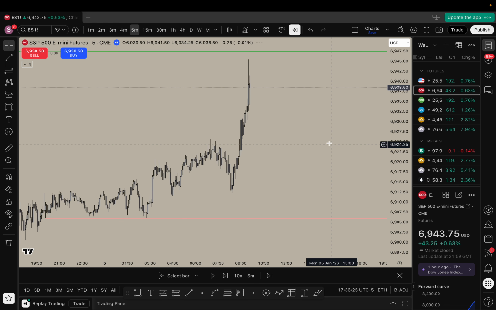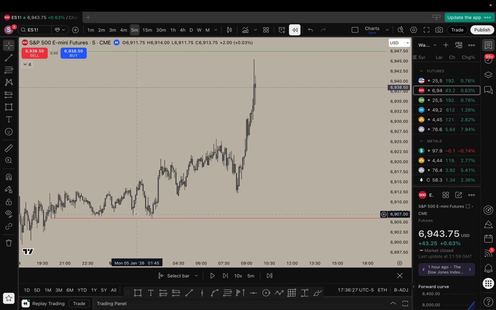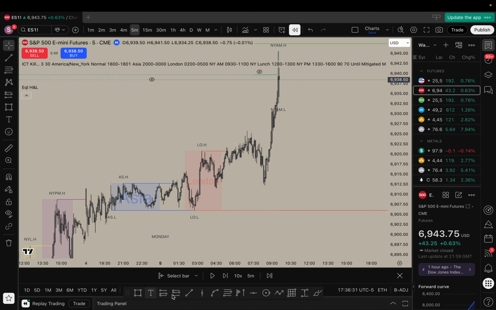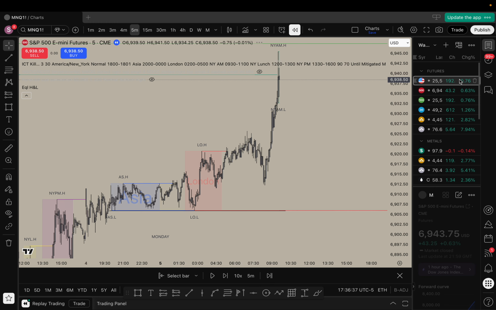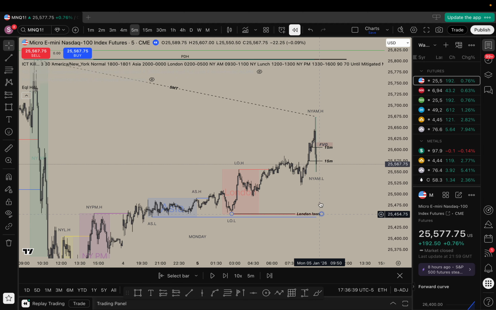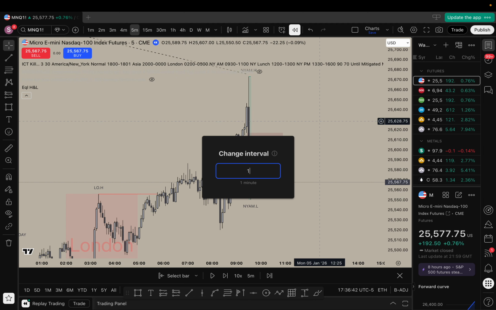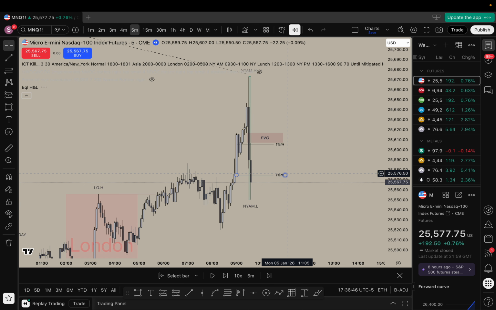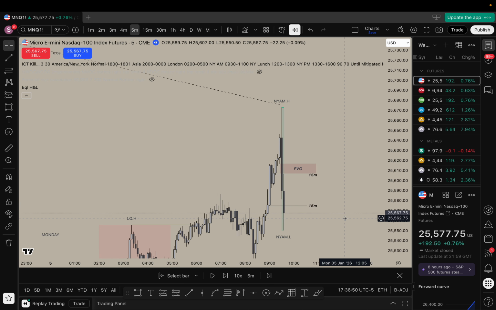And on ES, we had equal lows with London lows and Asia lows, which is the strongest draw on liquidity you can ever get, right? So I was super confident with shorts. So that's the main reason why I didn't really care about this 15-minute getting respected, because in terms of my discretion and draw on liquidity, I was bearish.